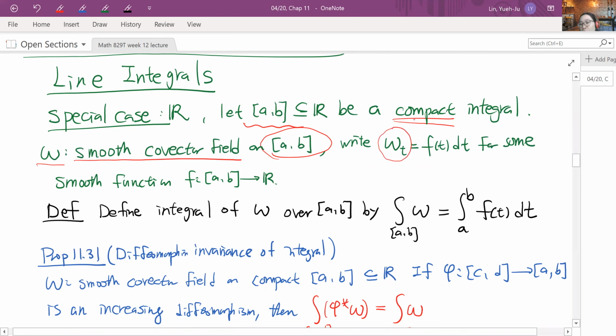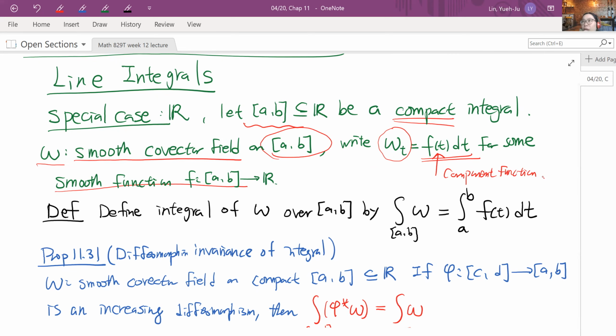covector field at each point, you can rewrite it as some scalar function, right? F of t times dt. That's a covector field on R, right? I think in one of our homework we also saw something like this, right? And this F, because it's a smooth covector field, I need the component. This is the component function, right? So you have a component function times the basis, but since it's in R, we only have one covector as a basis. So this is just dt.